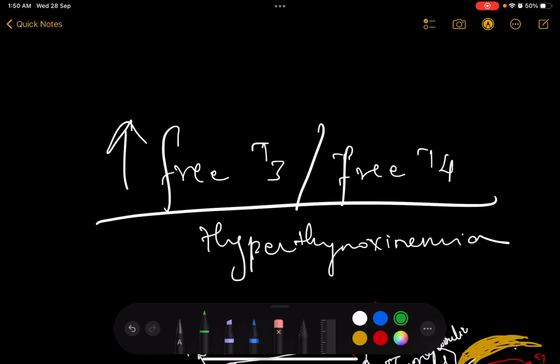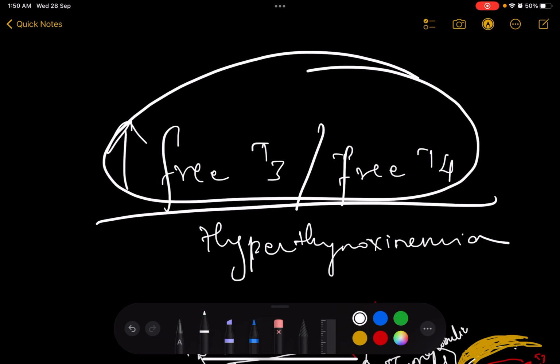Hi, so today's lecture is about how we're going to treat hyperthyroxinemia, and what is hyperthyroxinemia. First, let me talk about that. Any increase in free T3 or free T4 is hyperthyroxinemia.